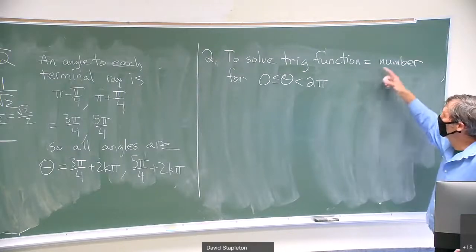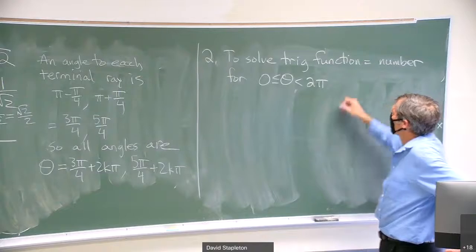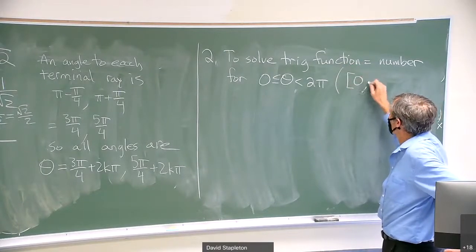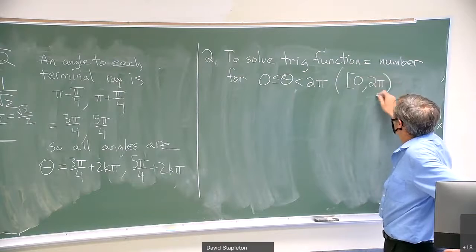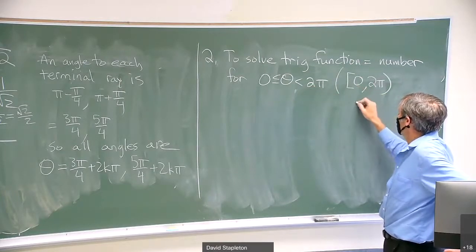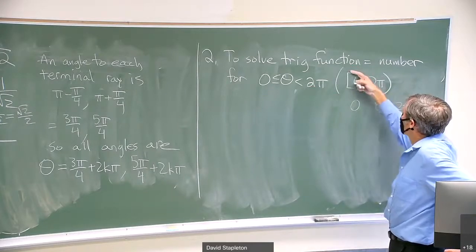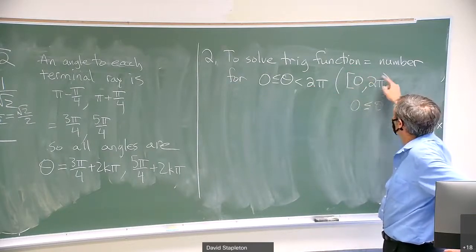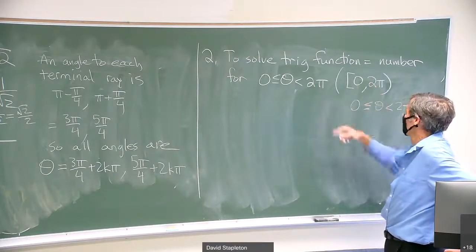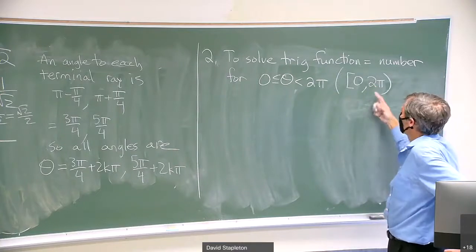So if I want to solve trig function equals a number, the same equation, but for theta restricted between 0 and 2 pi, I want to introduce this notation here. When I write this notation, 0, 2 pi, that means this, right? The interval here means that theta is between 0 and 2 pi. The square bracket means include equals. The round bracket means don't include equals. So this is just another notation for this. You'll see that in the homework. You have to know both. This is common notation.